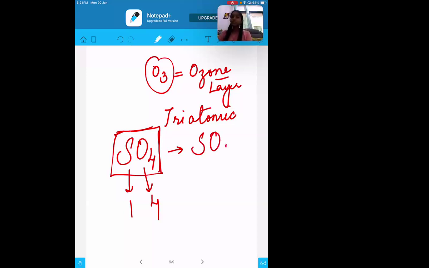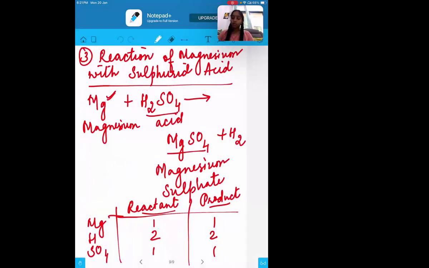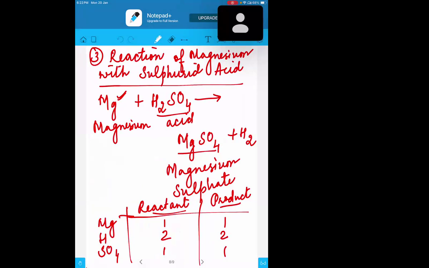And if they have given SO3, that is sulfite. The name changes depending upon the number of oxygen. Sulfate we have, sulfite we have. So like this, the numbers will be there. Okay, Shritesh? Okay, ma'am. Now moving to the next reaction.